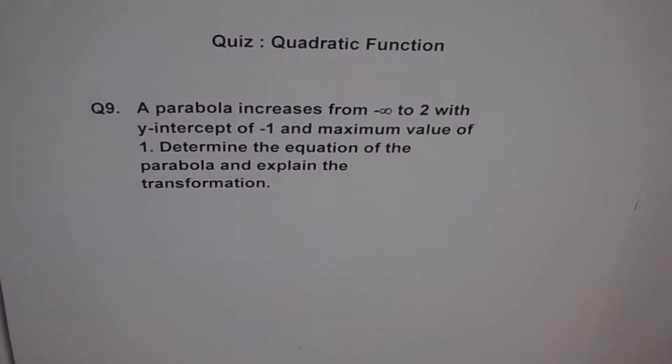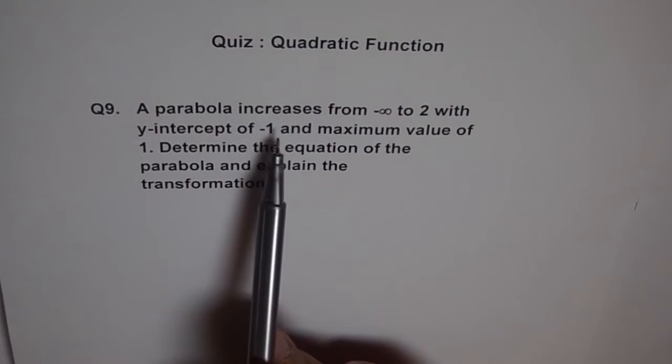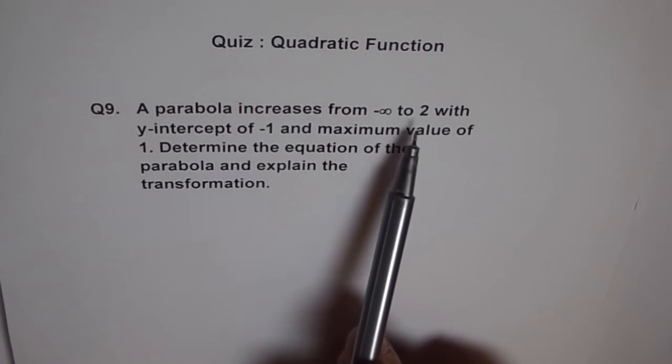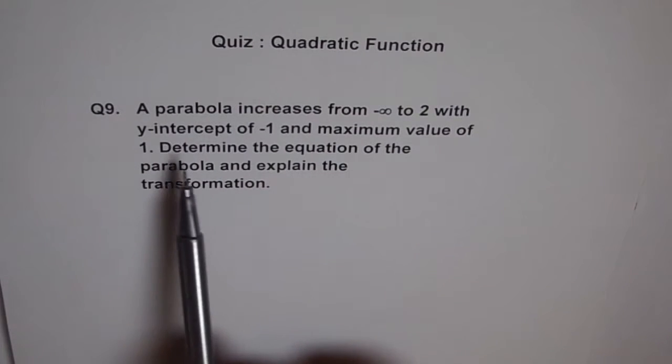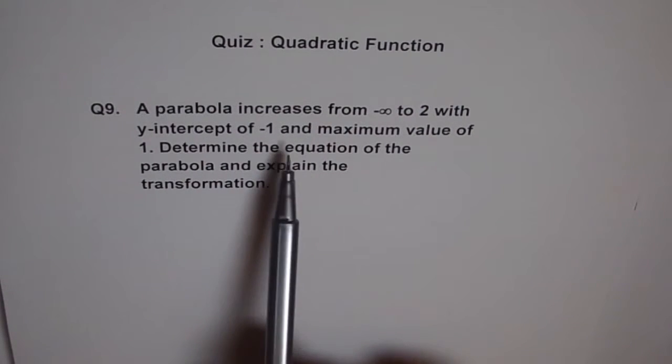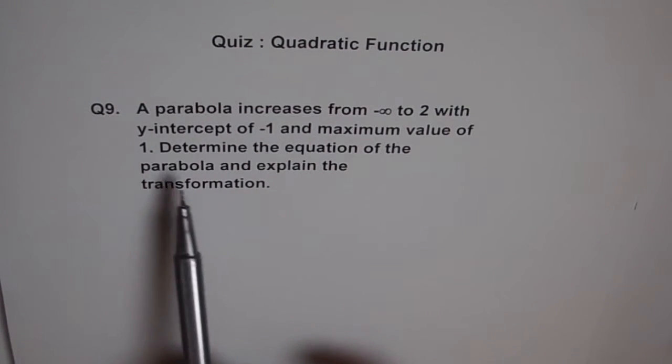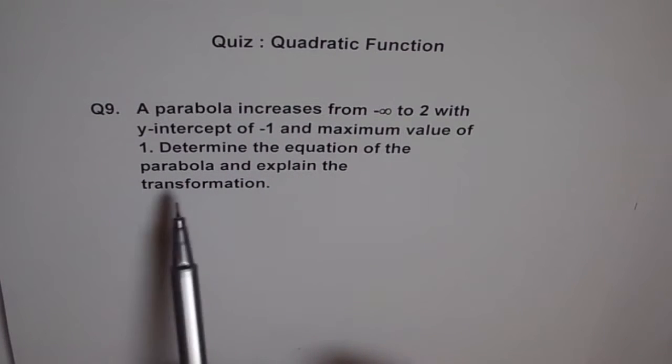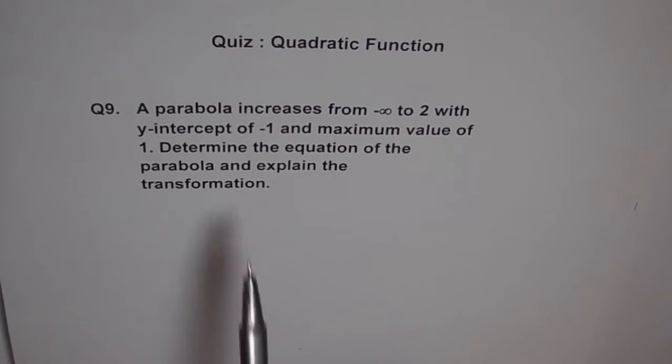Here is question 9 of our quiz on quadratic functions. It says: a parabola increases from minus infinity to 2, with a y-intercept of minus 1 and a maximum value of 1. Determine the equation of the parabola and explain the transformation.